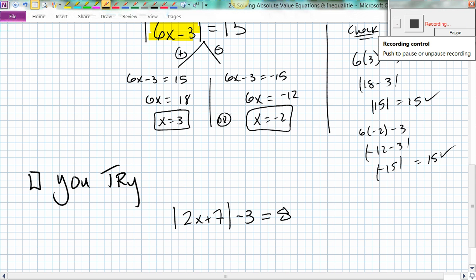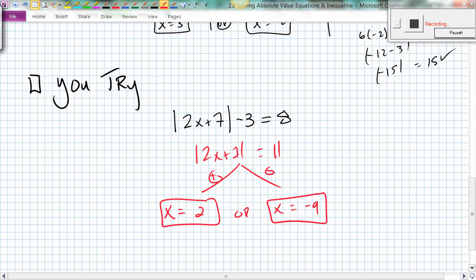Okay, so in this one, you can see that you have to do something before you split off to the positive and then negative direction. Do you see what it is? Got 2 or negative 9 from that. That's what I'm talking about. Nice job. So 2 and negative 9 were the solutions to that one. I'm glad that you moved the 3 over before you split off.